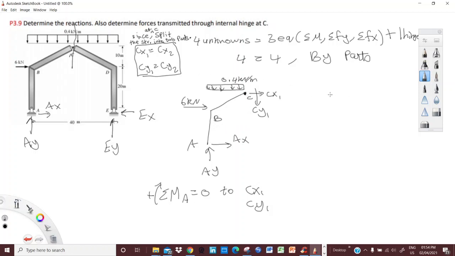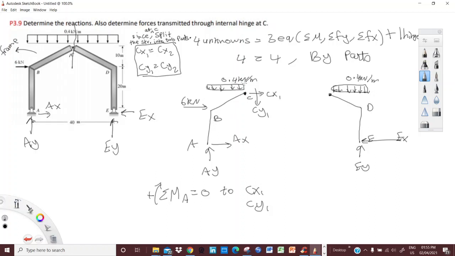The other part is at C. You have an inclined member CD, and you have a column that's connected. Actually, this is called a frame. So let's call this one the frame, and we have EY and EX, and you have a uniformly distributed load of 0.4 kilonewton per meter.